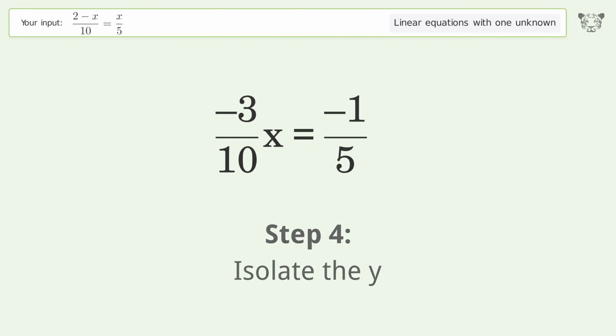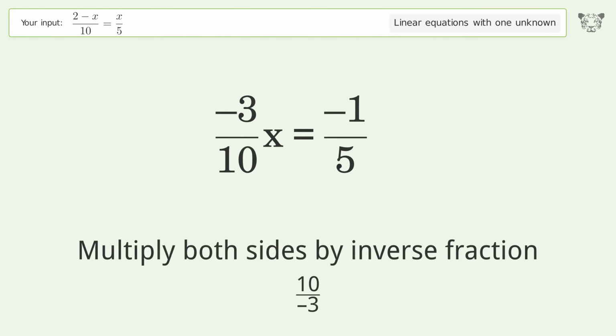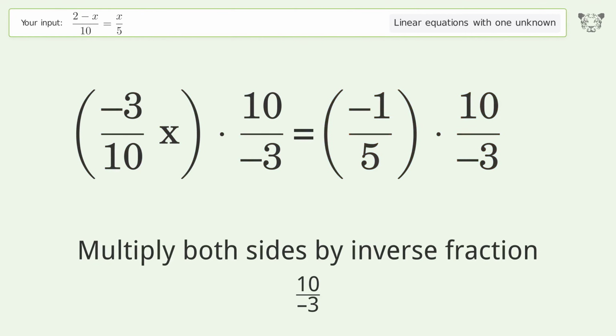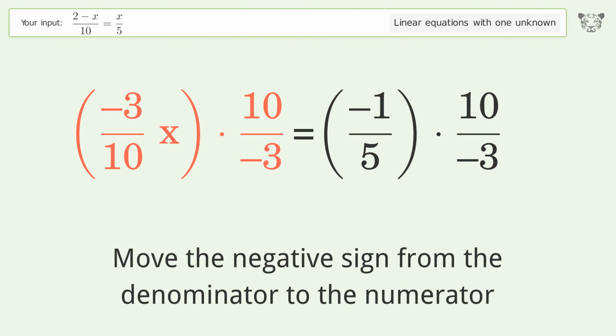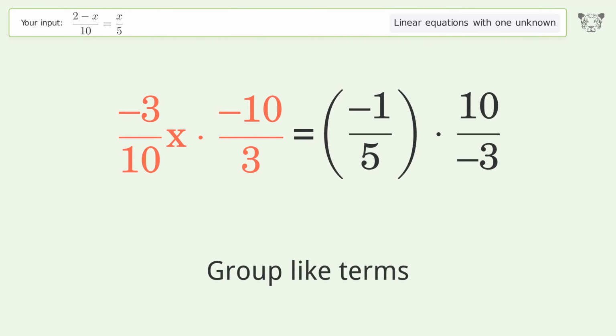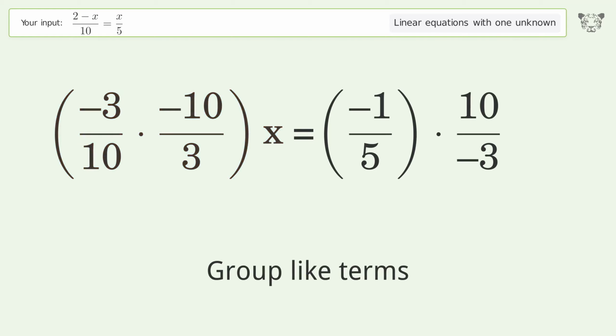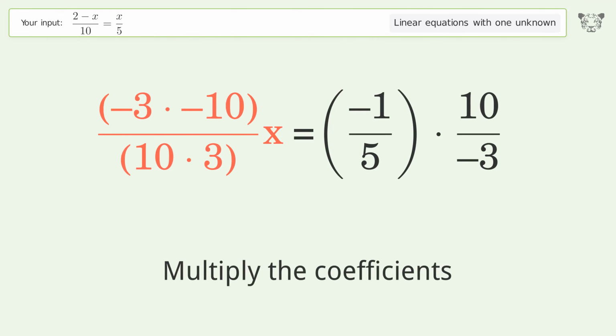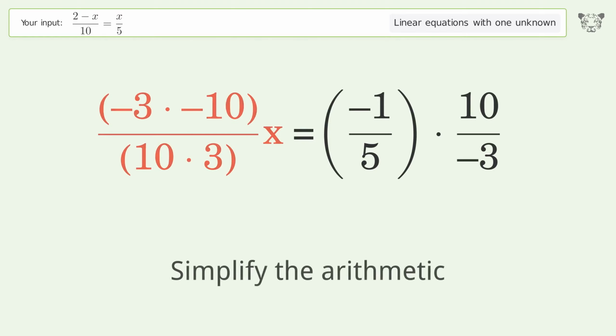Isolate the y. Multiply both sides by inverse fraction 10 over negative 3. Move the negative sign from the denominator to the numerator. Group like terms. Multiply the coefficients. Simplify the arithmetic.